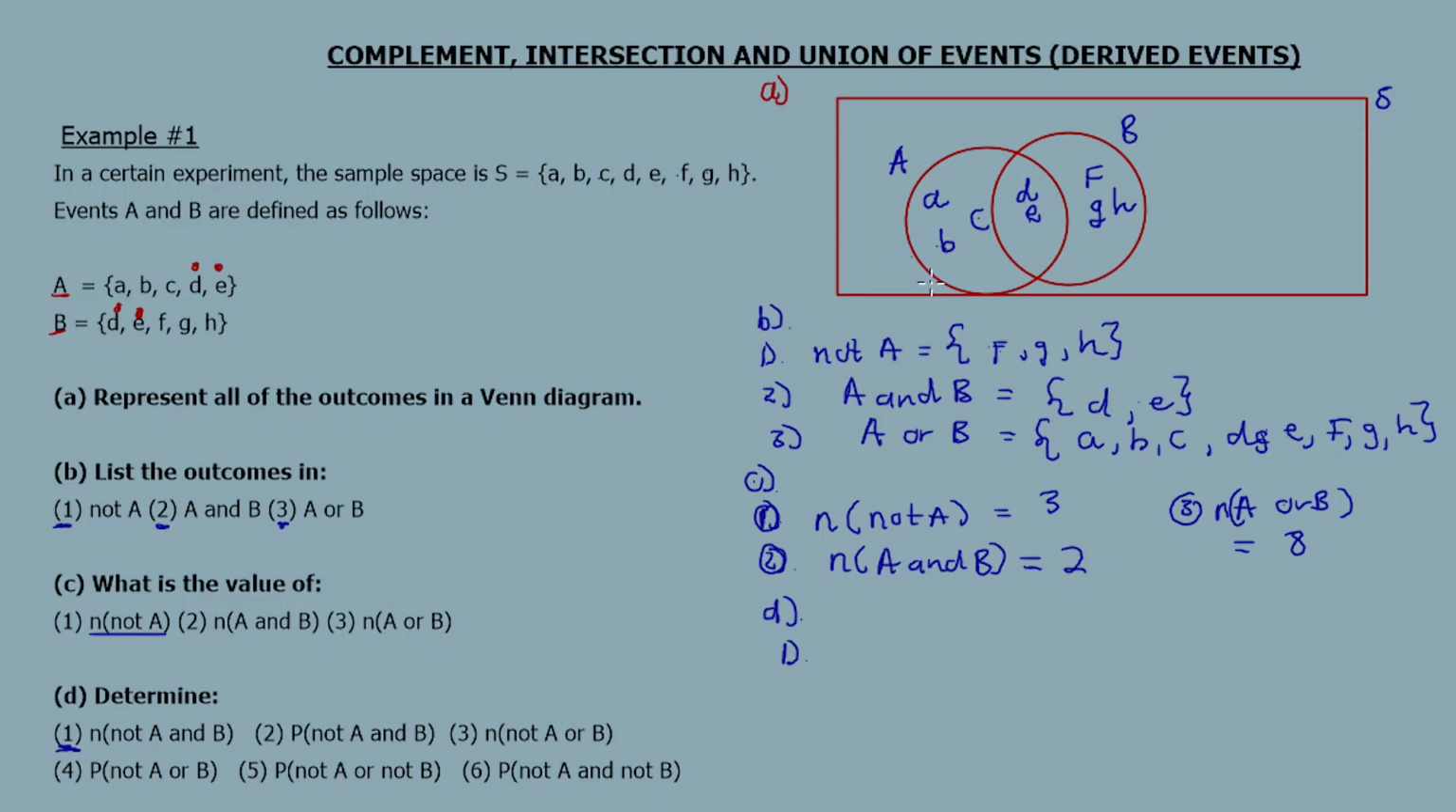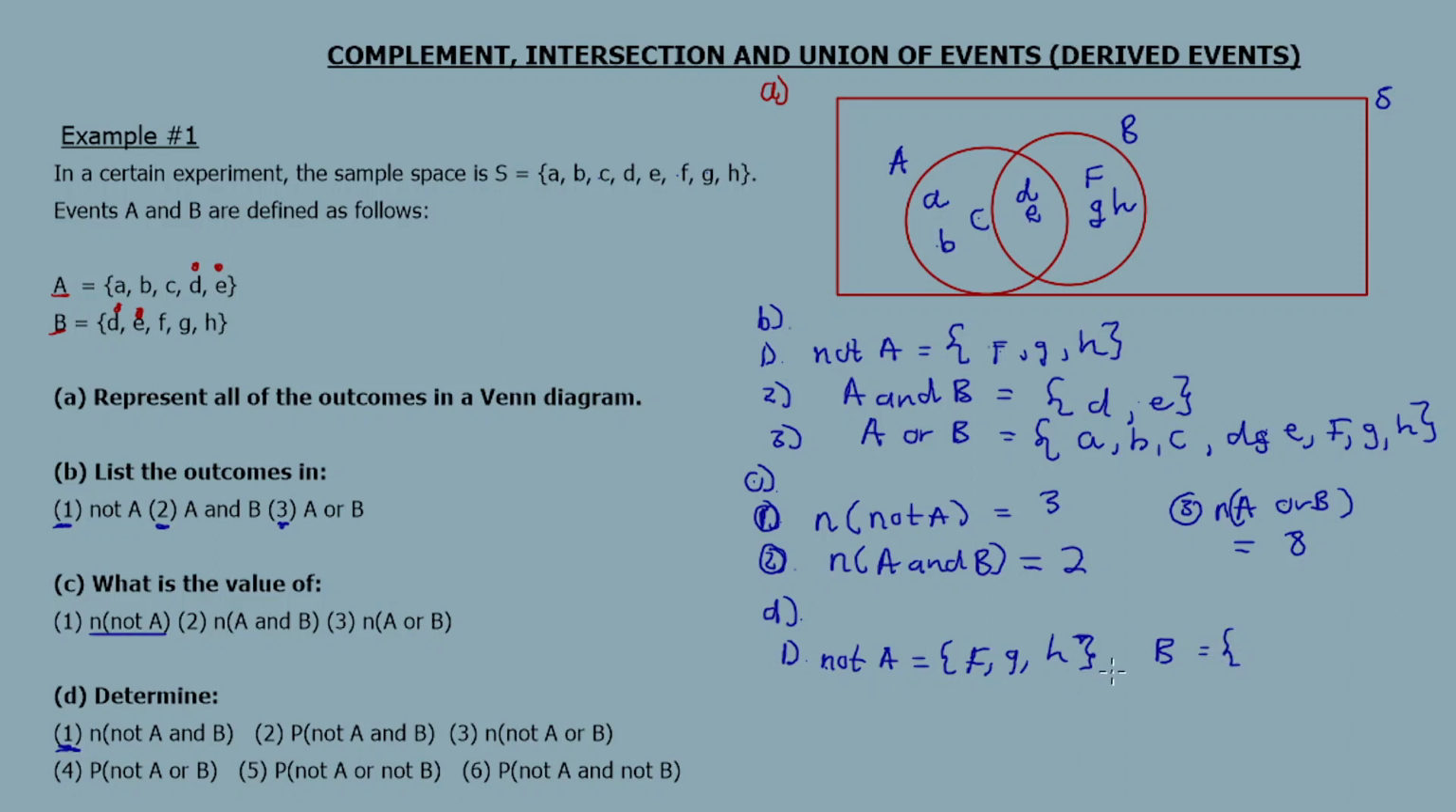So this is not A, everything outside of A. And here is B. Where not A and B intersect, it's in fact here. So our answer should be F, G, H. Or if you can't find it visually, you can do it this way: take not A and write F, G, H, and then B, and list the outcomes.